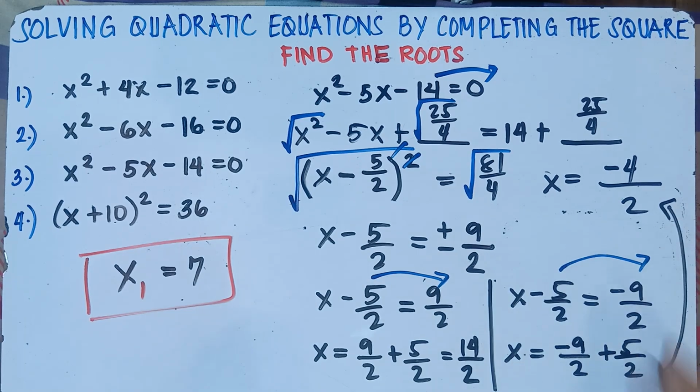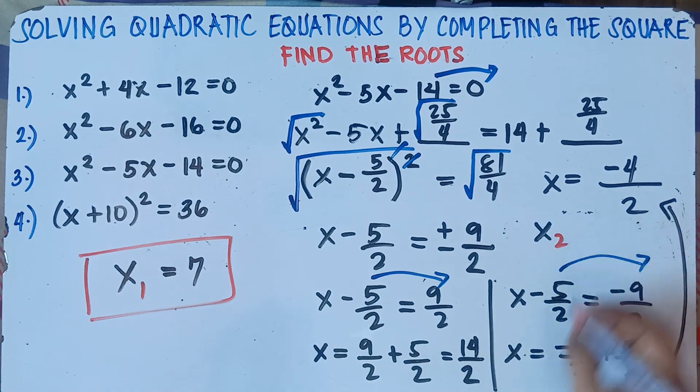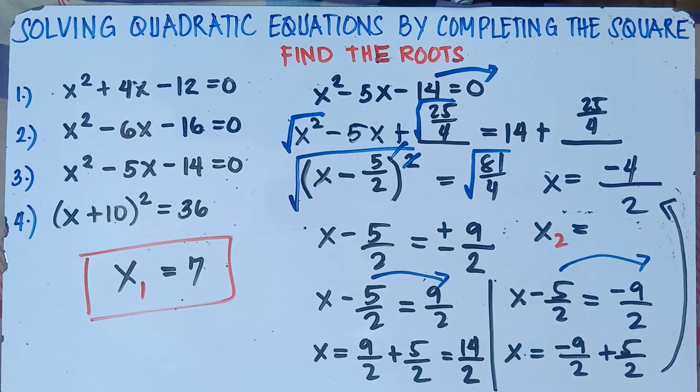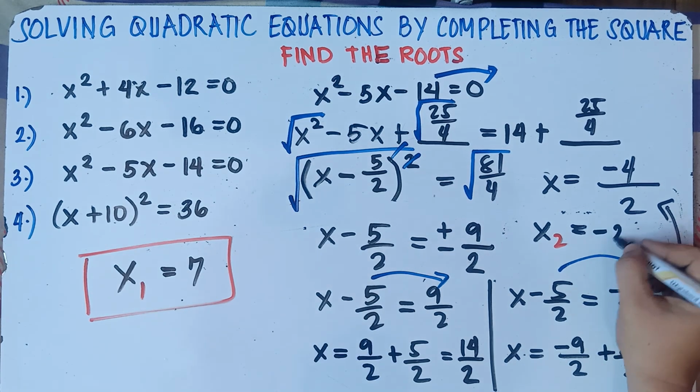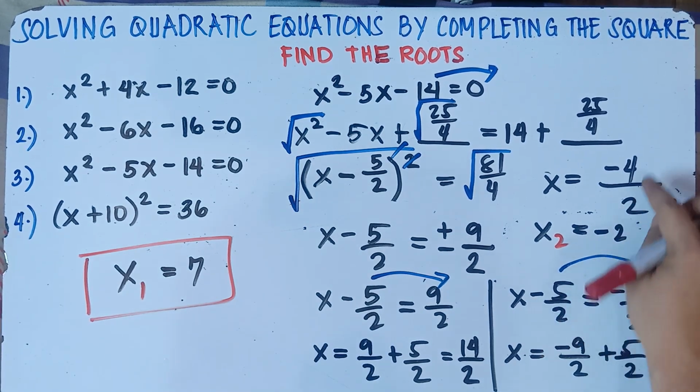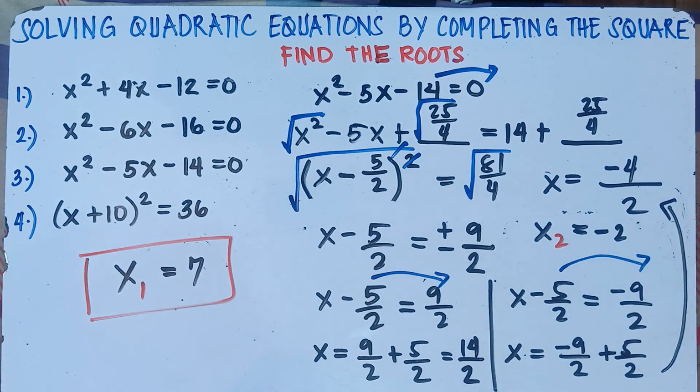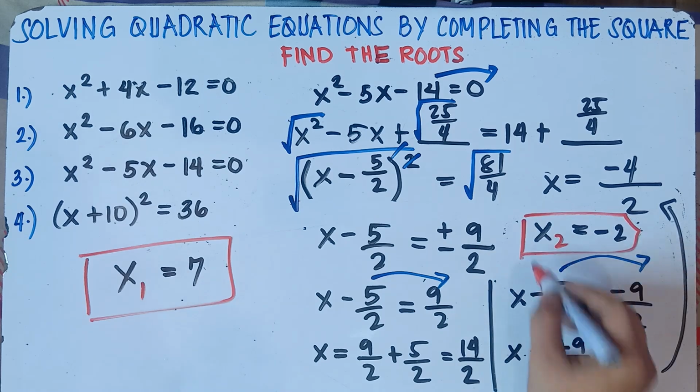Alright, and then our final answer will be x sub 2, negative 4 divided by 2. What's the answer, class? That's correct. Negative 4 divided by 2, that's negative 2. Negative divided by positive is negative. 4 divided by 2 is 2. That's it, class, all set for number 3.